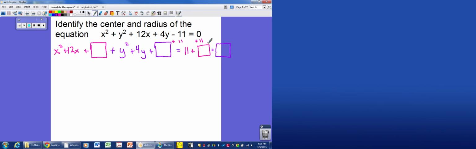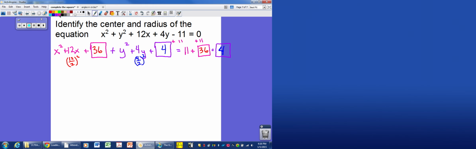You can probably just use pen or pencil or whatever you have, but if you color code it, maybe you can see exactly what you're doing a little bit better. I don't know. So, half of 12, the number that goes in the box. Half of 12 squared. So half of 12 is 6. 6 squared is 36. So I'm going to add 36 to both sides because of the pink square. And half of 4 squared. Half of 4 is 2. 2 squared is 4. So I'm adding 4 to both sides here.